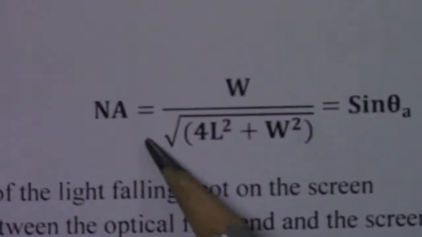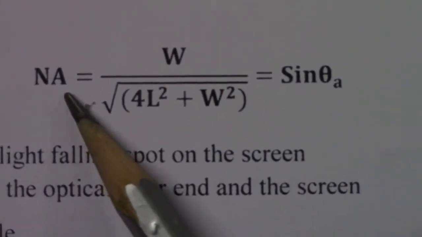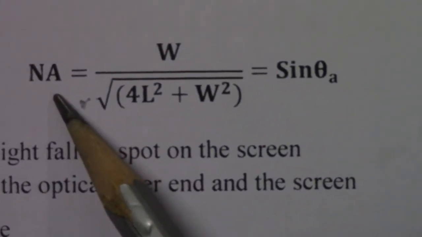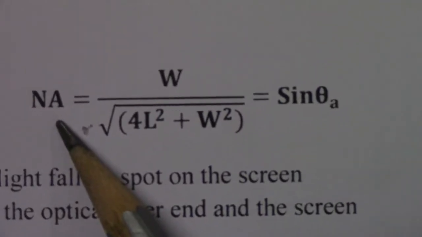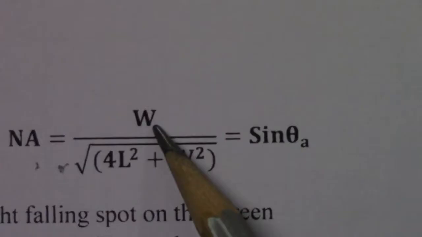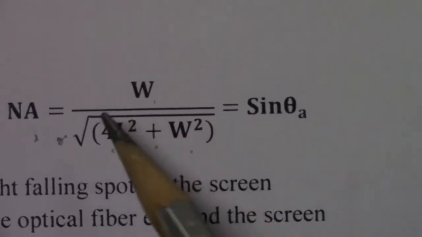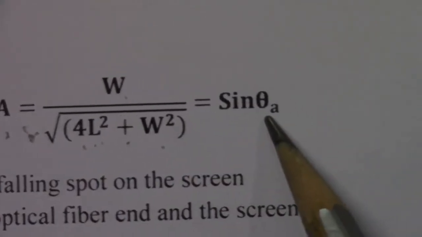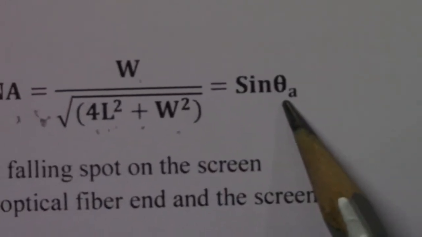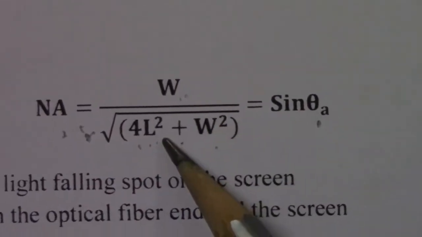So then coming to the formula. This is the formula to measure the numerical aperture. First we will discuss numerical aperture. So what is called numerical aperture? Light gathering ability of an optical fiber. To measure that numerical aperture, we are using the formula in our lab, NA = W / √(4L² + W²). And you also know this NA is also equal to sin θA from the definition, right? So now let us see what is called this W and L.